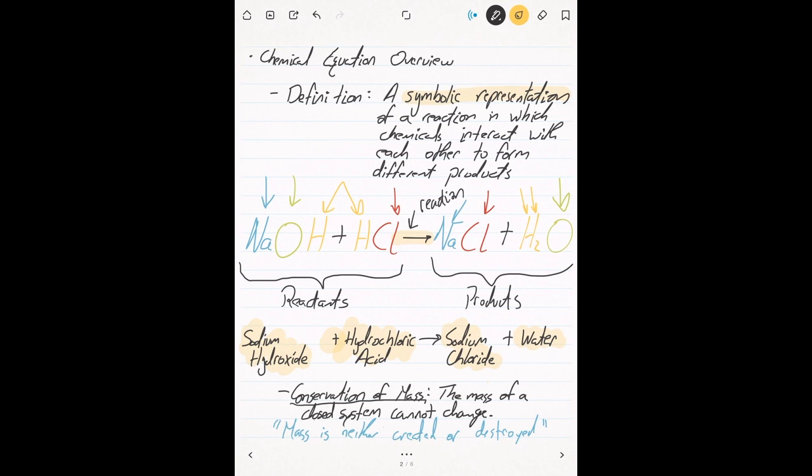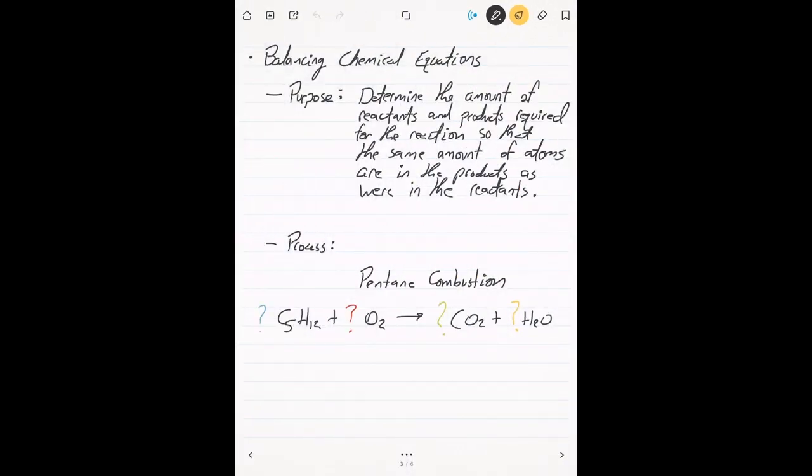Nothing was created, no mass was created, and no mass was destroyed. Yes, I changed around the chemical structure. Yes, atoms moved around. The hydrogen atoms were no longer attached to the chlorine and the sodium. And in fact, the chlorine and sodium got attached together. That's fine. But none of these atoms were destroyed, and I didn't create any new atoms, okay? All I did was take the puzzle pieces that were there and rearrange them, okay? That's the idea about the conservation of mass. And really, that's the idea we're going to get into when it comes to balancing a chemical equation. Now let's talk about balancing chemical equations here. Really, the purpose of this is to determine the amount of reactants and products required for our reaction.